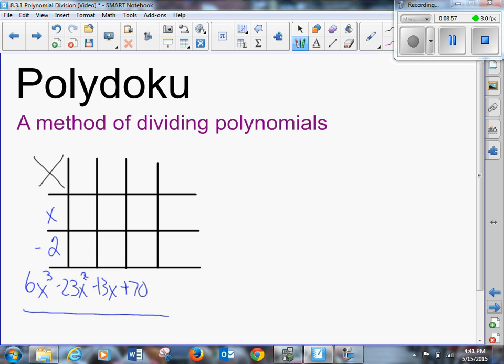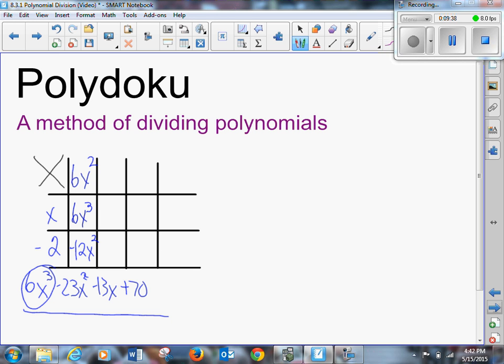We start out by taking the first term of our resulting polynomial, and that goes here. Now from here, this is like our boxes where we were multiplying along the sides to fill in the boxes. So I'm going to say x times what gives me 6x cubed, and that would be 6x squared. So now I know that 6x squared times x gives me 6x cubed. Now I go down to the box below that, and I want to say 6x squared times negative 2 gives me negative 12x squared.